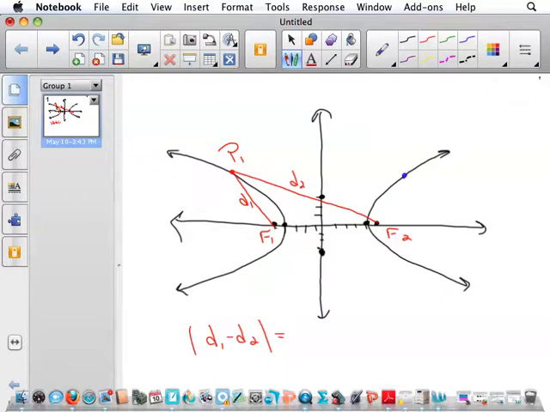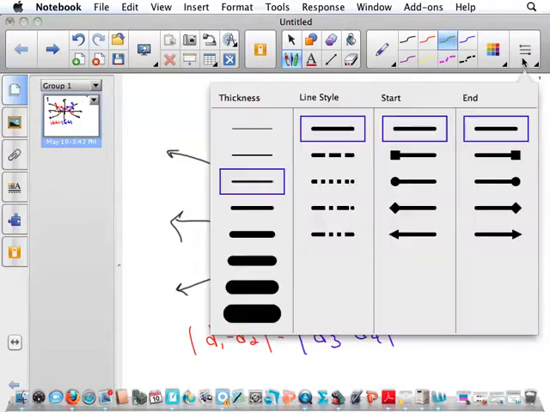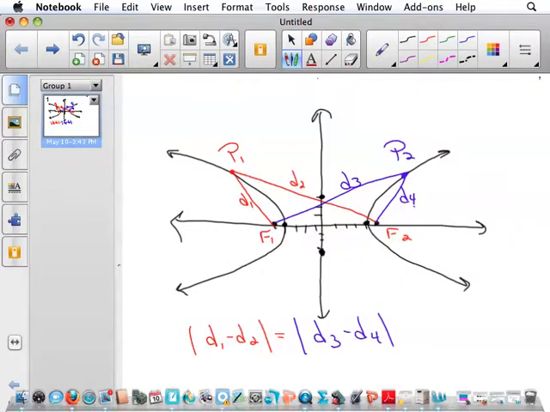For example, if I choose this as P2, and I look at the absolute value of the difference in these distances, calling this d3 and this d4, d3 minus d4. If you remember from ellipses, this value is actually the length of the focal radii, which is the measurement between those two vertices, if you're looking at this hyperbola.